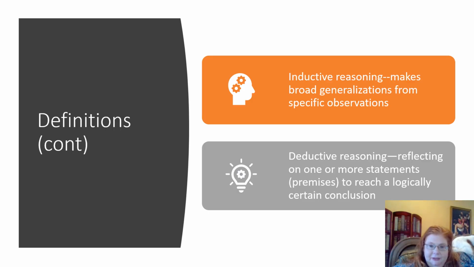Inductive and deductive reasoning, these are good things to study and review when it comes to learning about logic, especially persuasive logic. With inductive reasoning, this is typically where you have assumptions about things. You make broad generalizations from specific observations. Deductive reasoning, reflecting on one or more statements, premises, to reach a logically certain conclusion. Deductive reasoning is generally more certain.